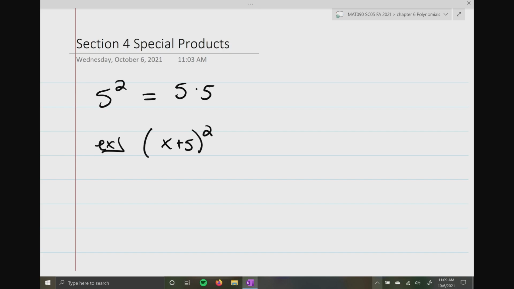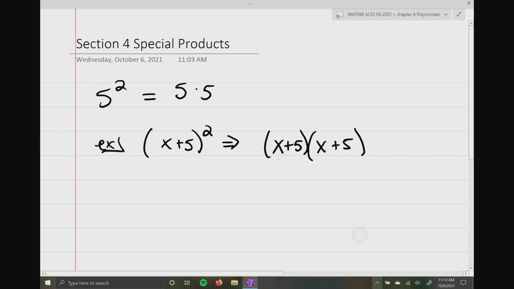Now, if you're sitting there thinking to yourself, oh, that's easy, Float, I can do that in my head, the answer's x squared plus 25, I would say you're wrong, because that's not what this is. You got to remember the definition of an exponent. The quantity x plus 5 to the second power means the quantity x plus 5 times x plus 5.